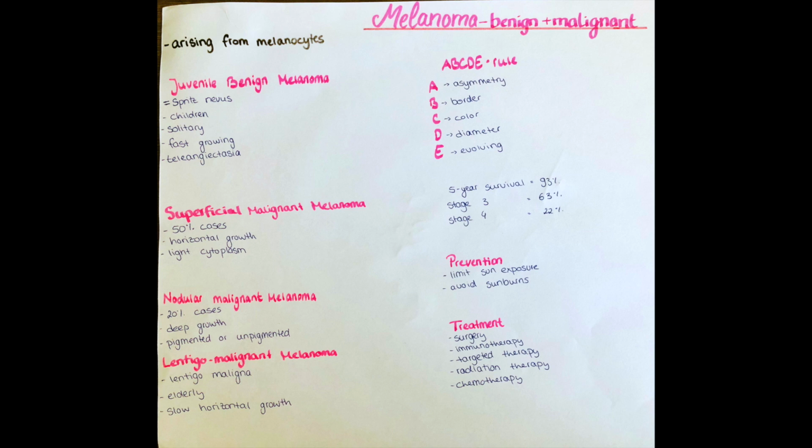Prevention of melanoma is essentially to avoid excessive sun exposure, so to limit the duration of the time in the sun, to use sunscreen, wear a hat, t-shirt, sunglasses, and so on.